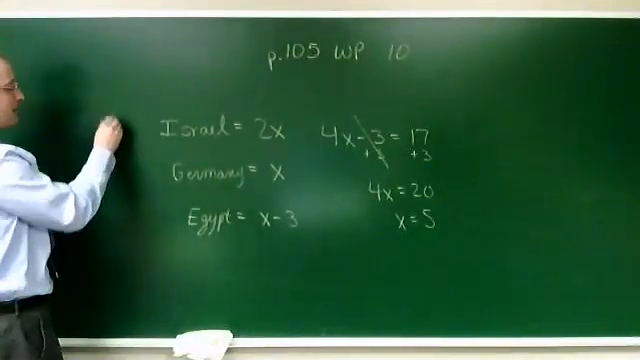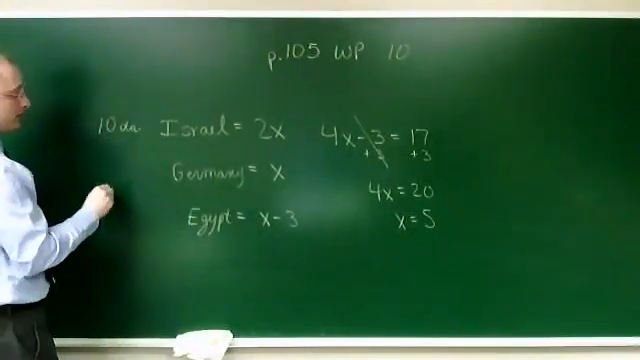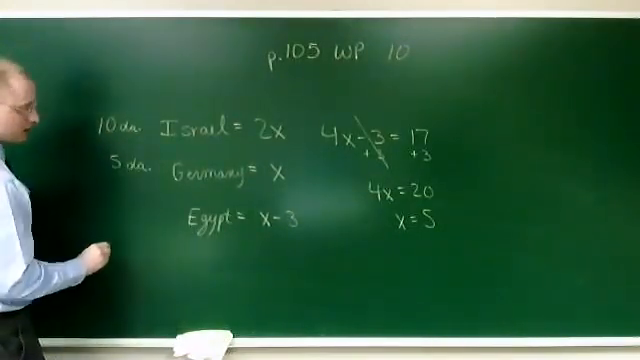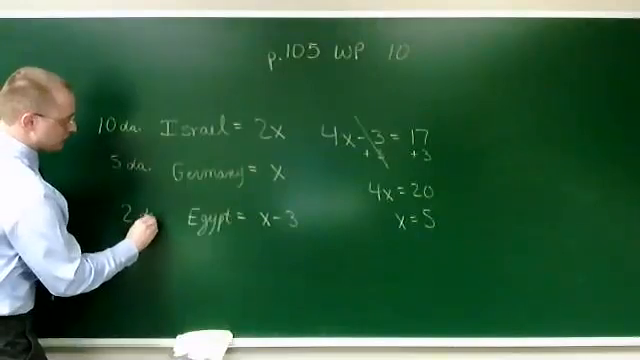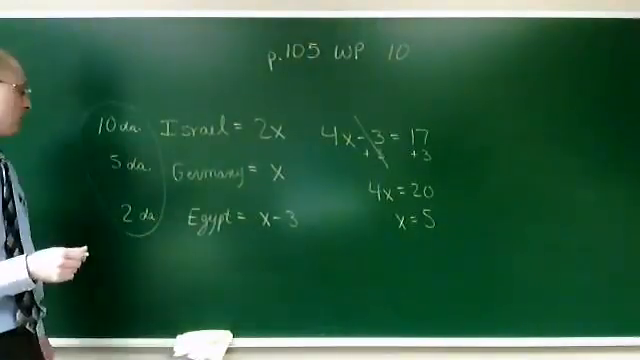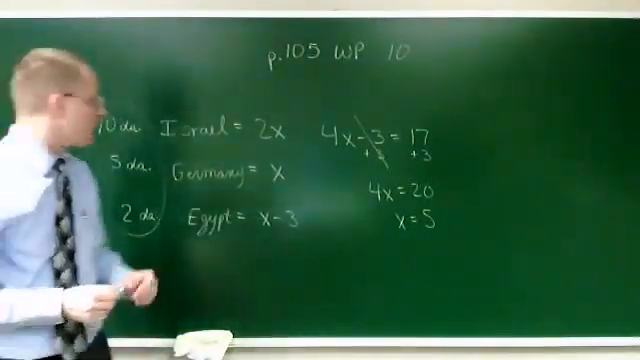All right, so how much time was spent in Israel? 10 days. Time spent in Germany? 5 days. And in Egypt? 2 days. And I suppose if I were an archaeologist, I'd spend a lot more time in Egypt. But if I was a tourist, 2 days is probably plenty.